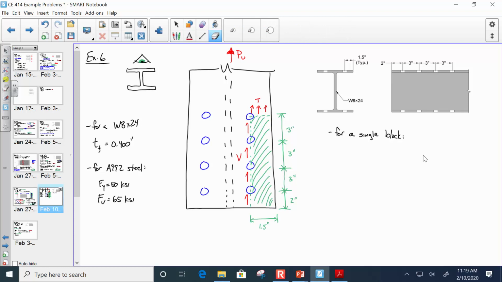That's pretty straightforward. Okay. Sound good? All right. Now, let's look at a single block.